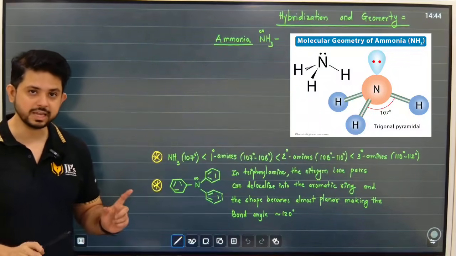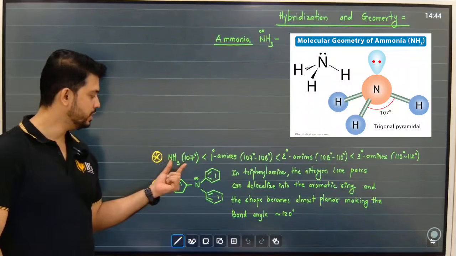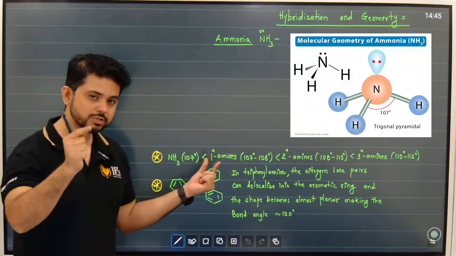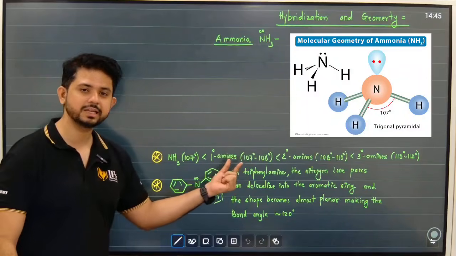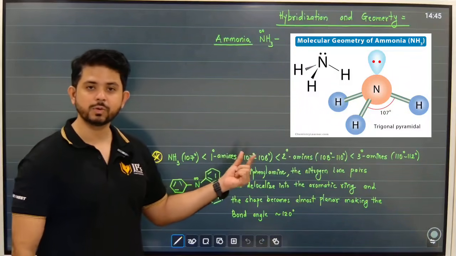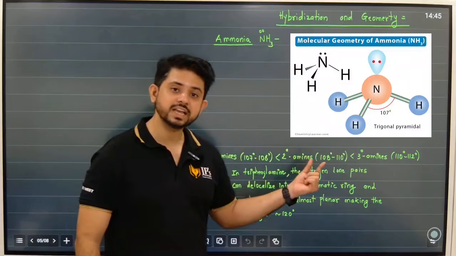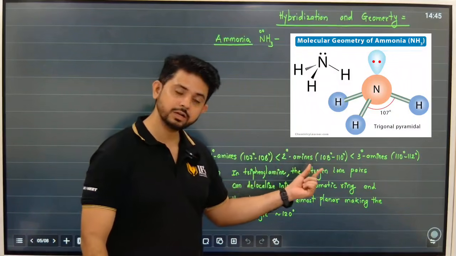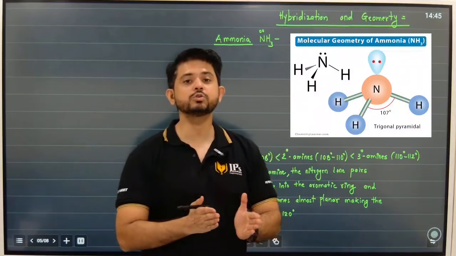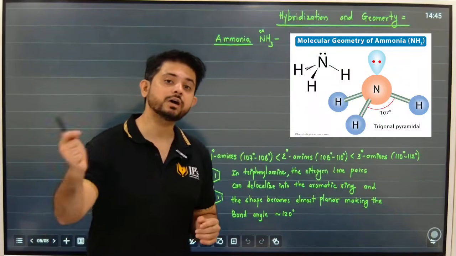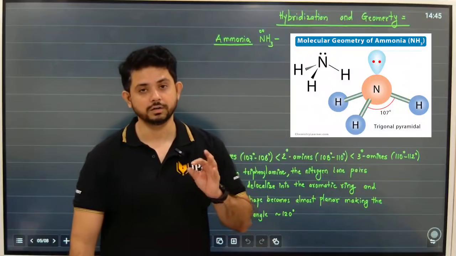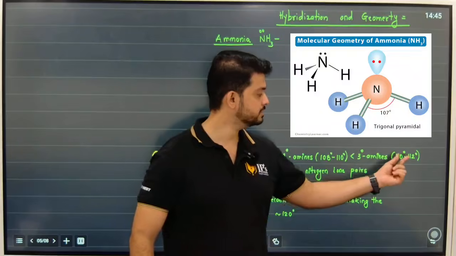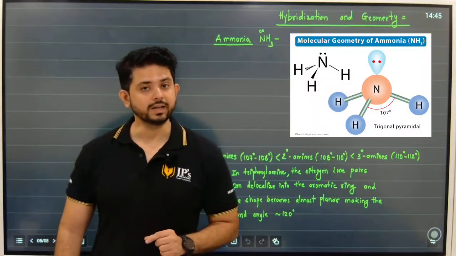And hence students, if we observe the bond angle, hybridization remaining the same, ammonia's bond angle is 107 degrees. When we introduce one alkyl group, the bond angle slightly increases from 107 degrees to 108 degrees. The moment you go to a secondary amine with two alkyl groups, bond angle goes from somewhere 108 degrees to 110 degrees. And when you introduce one more, a tertiary amine, where there are 3 alkyl groups, the bond angle becomes somewhere around 110 to 112 degrees.